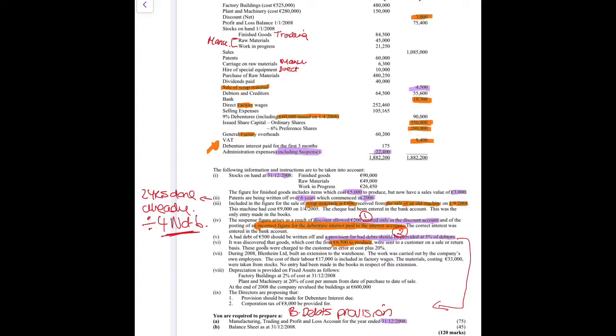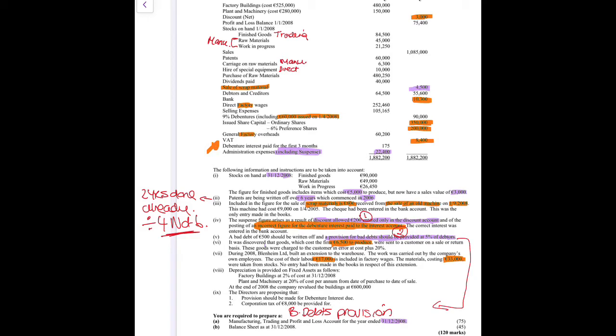Okay, and similarly then, the materials costing €33,000 were taken from the firm's stocks. Okay, so those stocks, just say this is wood. Those materials, that piece of wood, was not used in the standard operations of the business. They were used to build an asset. They were used to build an extension. So remove this €33,000 out of purchases and add it into your buildings. Okay, so I'm going to highlight those two figures.